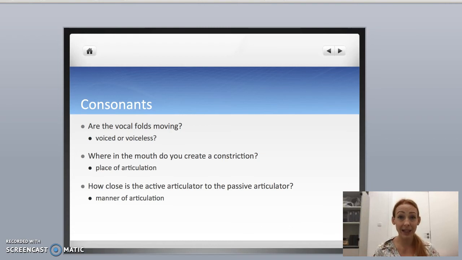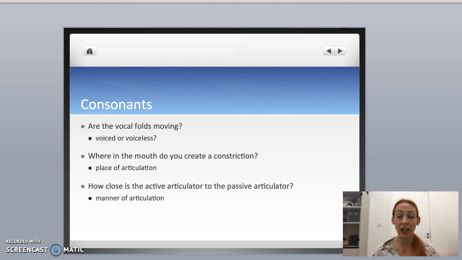And finally, we have to define the manner of articulation of our consonant. And for this, you have to find out how close the articulators are together. So you know already what the passive and the active articulators are. For example, in the sound f, you know that the active articulator is the lower lip and the passive articulator is the upper teeth. And how close are they together?